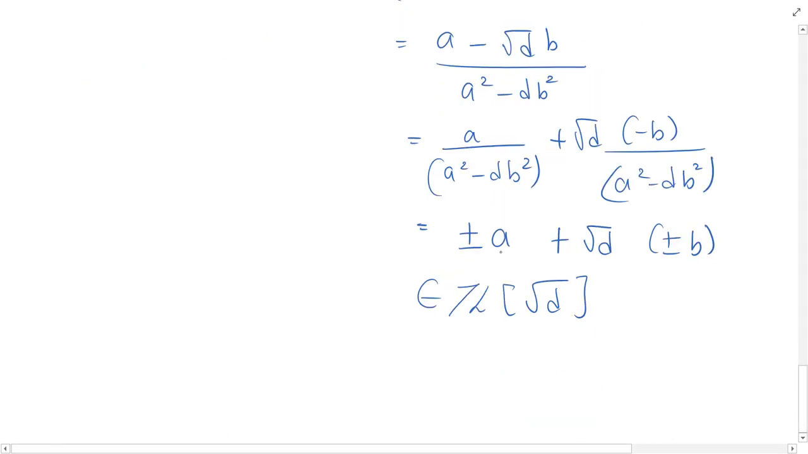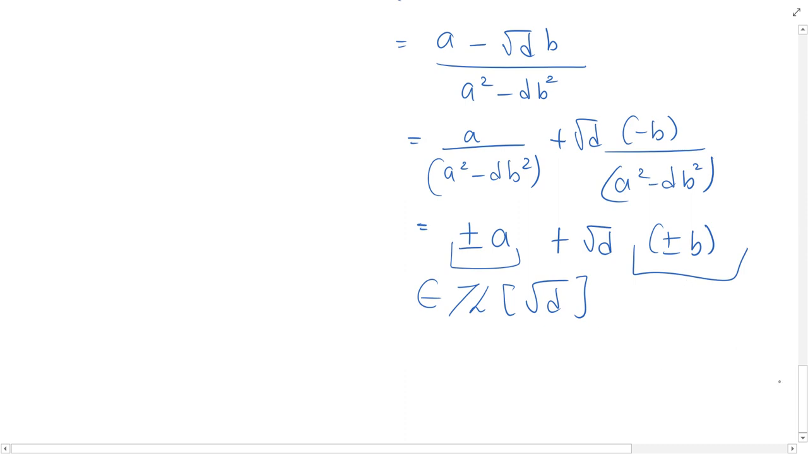I know my a and b are nothing but integers. Whatever it be, if it is plus a or minus a over here, also the same, it is plus a or minus a. In either case, since my a is an integer, plus or minus a is also an integer. Similarly, b is an integer, which implies plus or minus b is also an integer. Hence, since this part and this part are elements of Z, and I know how the elements of this ring look, it is the same thing, right?